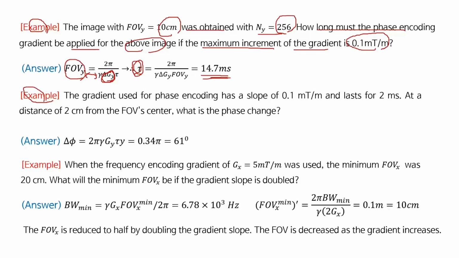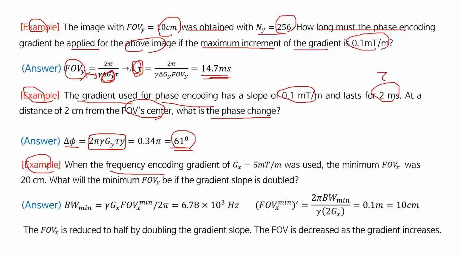Next example. The gradient used for phase encoding has a slope of 0.1 millitesla per meter and rest for 2 milliseconds. This is tau. At the distance of 2 cm from FOV's center, what is the phase change? So delta phi is this relationship. So we can have 61 degrees.